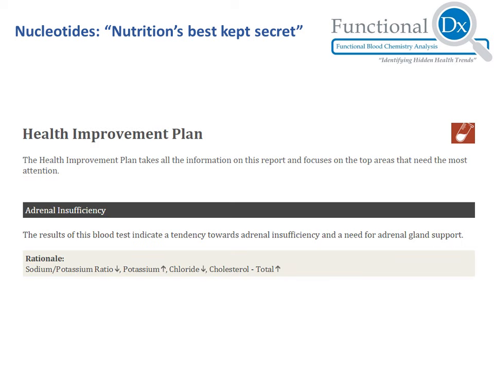And then if you have got stress, an adrenal insufficiency profile from the markers that were done, because potassium was up, the sodium-potassium ratio was down, chloride was down, total cholesterol was elevated. It could be DHEA was depressed as well. This will give you an indication that there is stress going on. If there is stress going on, overcome stress by putting in nucleotides, because you get a better recovery.